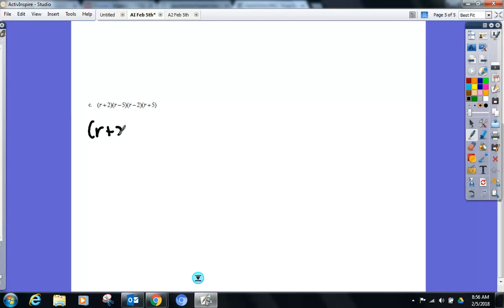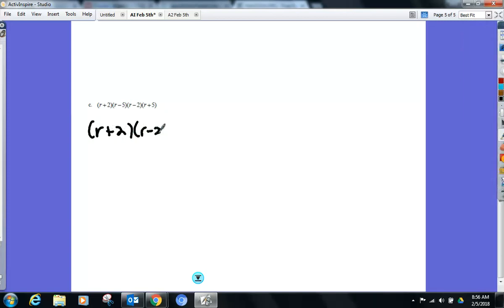I did r plus 2 and r minus 2. And then I did r minus 5 and r plus 5 together. Why did I do it that way? Because I remember from Friday, all I'm doing is changing the signs, right? So what happens to the middle term? What happened to our middle terms on Friday when I multiplied by the same thing, but the signs were opposite? They canceled, right? So that's why we ordered it this way.